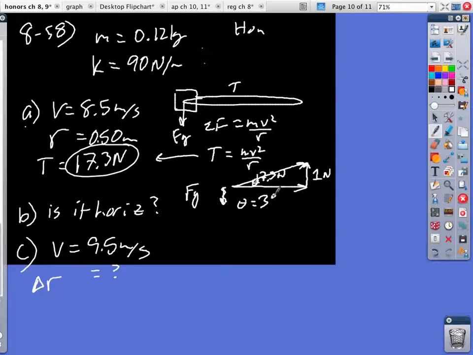Now the last one, what we had to do in order to find the change, let me make sure the wording is correct. How much farther does the rubber band stretch? So I guess just the change in radius. Yeah, just the change in radius. So if we know the sum of the forces is equal to this, and tension is kx, then kx is equal to mv squared over r.